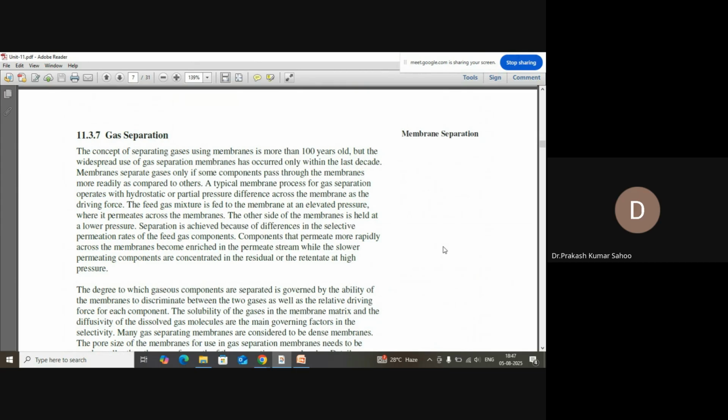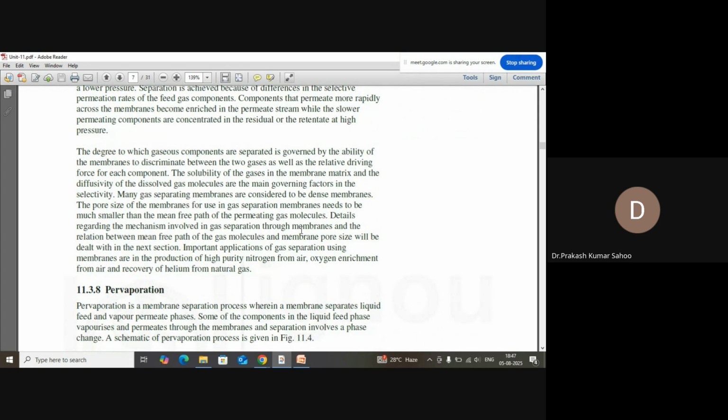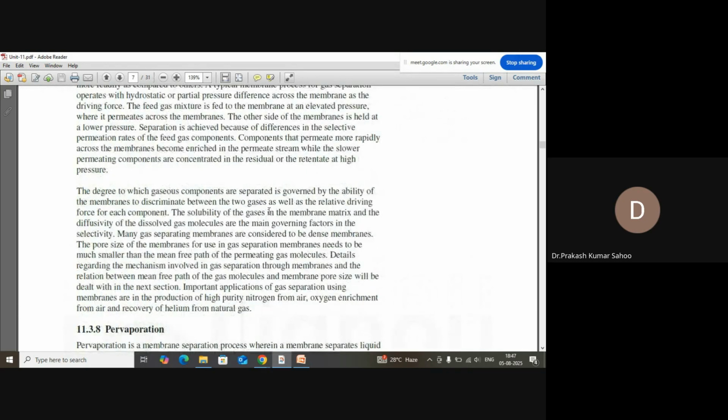The concept of separating gas with a membrane is more than 100 years old, but the widespread use of gas separation membranes has occurred only within the last decade. A membrane separates gases only if some components pass through the membrane more readily as compared to others. The typical membrane process for gas separation operates with a hydrostatic or partial pressure difference across the membrane. The degree to which gaseous components are separated is governed by the ability of the membrane to discriminate between the two gases. So this is how gas separation is done.